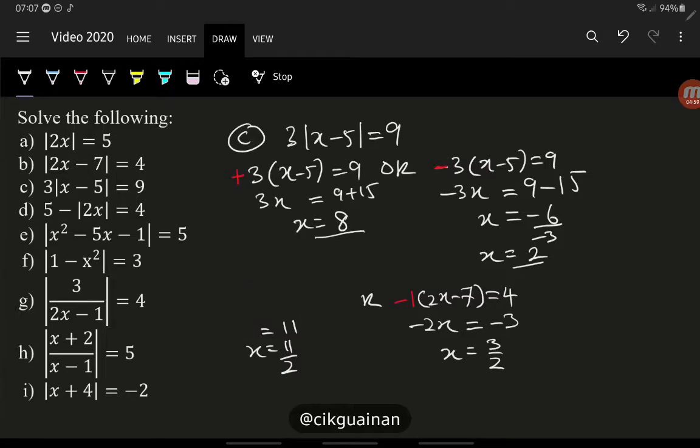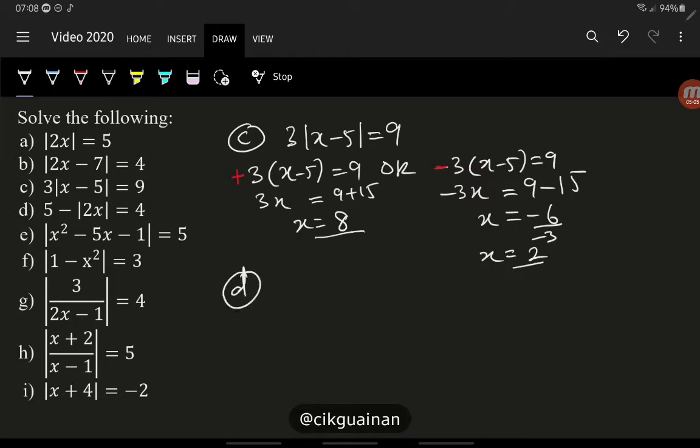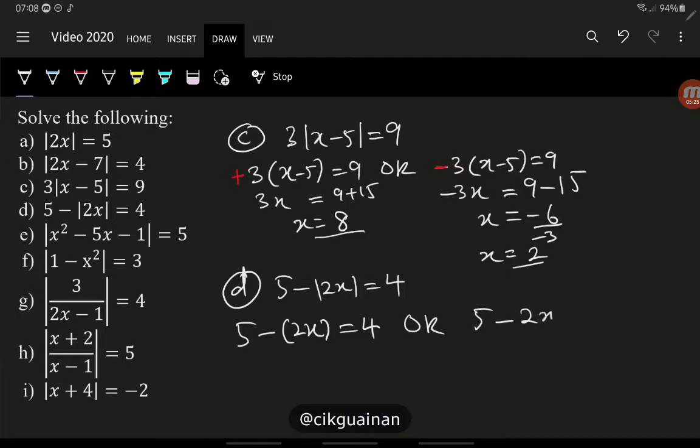So let's move on to the next one, D. That one, 5 minus modulus of 2x equals 4. This one, the same thing. 5 minus bracket 2x equals 4, or 5 minus bracket 2x equals 4.